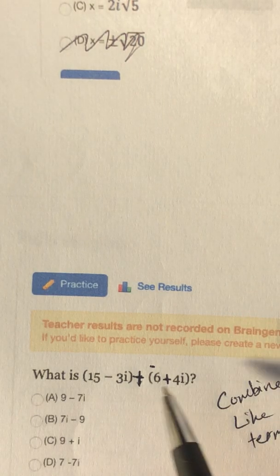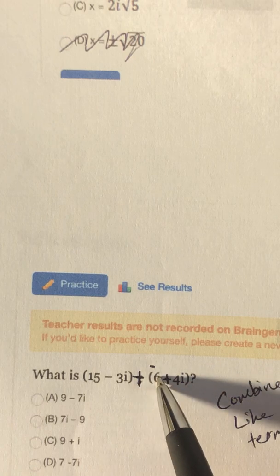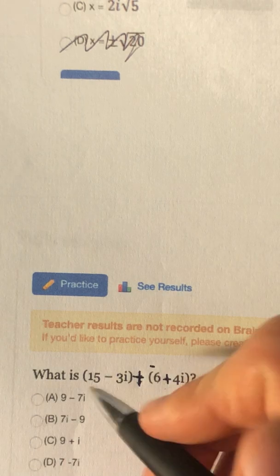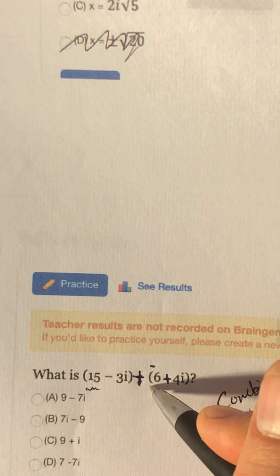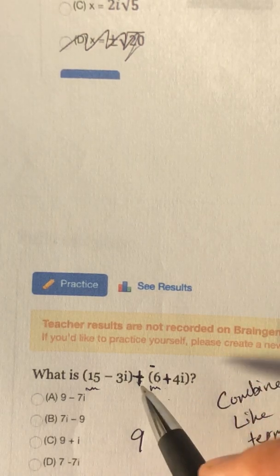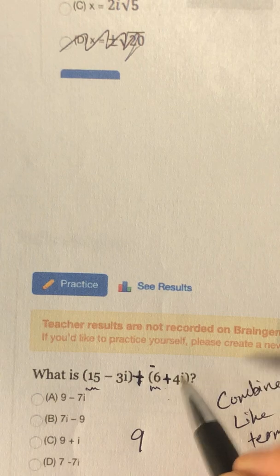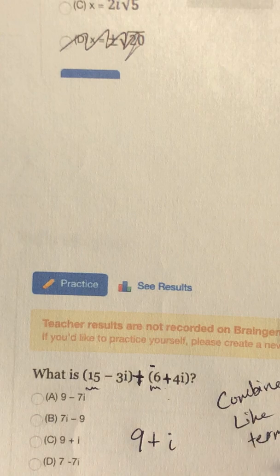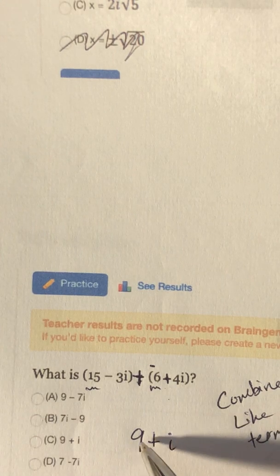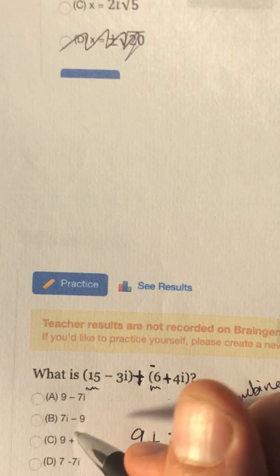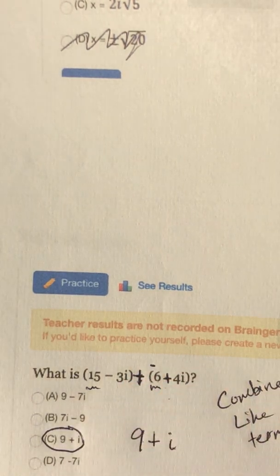You don't have to do this, but if you don't, it would be minus 6 minus negative 4i. If you minus a negative, then it's the same thing as adding. So I've got 15 and negative 6, so that's 9. And then negative 3i and positive 4i, and that gives me just 1i. Now it's always written with the I in the back, so it's always the first number and then the number connected to I in the back. So 9 plus I, looks like we got C.